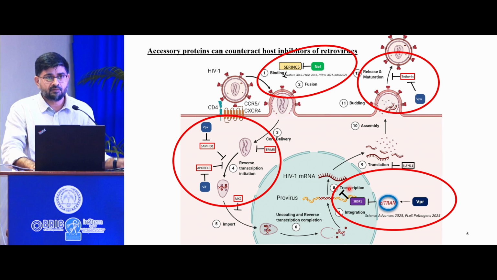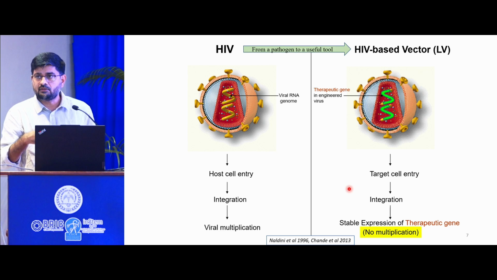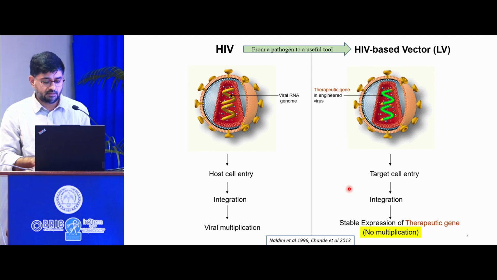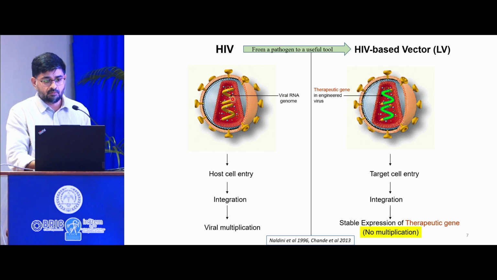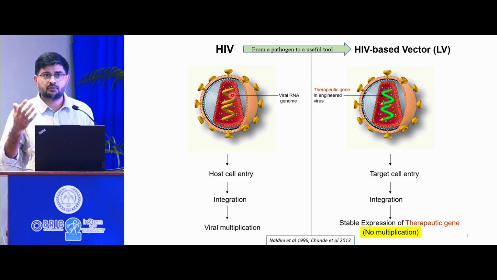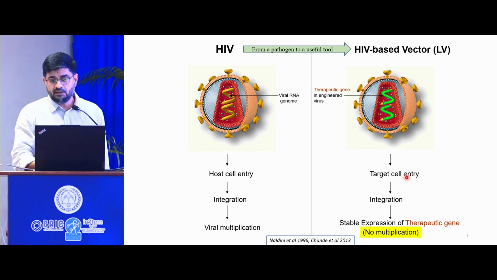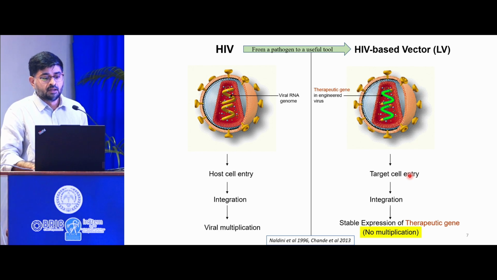Now, how is this relevant for this particular audience? I'll just switch gears, because this pathogen has now been converted into a useful tool, which 20 years ago was never thought would be in the clinic and curing diseases, but now we know it's a reality. The genome which encodes for these accessory proteins and the pathogenicity determinants have now been replaced with the therapeutic gene cassette or the transgene cassette, and such viral vectors can enter the target cell, integrate the transgene cassette and enable stable expression without multiplying or without causing any disease symptoms.